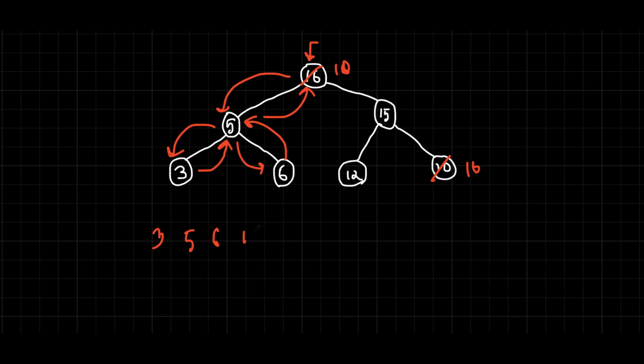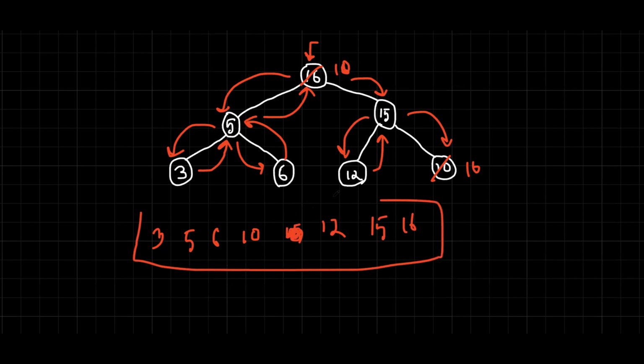Now the call will be here from 10. And from 10, it will go to 15. Sorry, not 15 here. From 15, it will go to 12. And from 12, it will go to 15. And from 15, it will go to 16 as well. So here we have seen that all of the values are presented in sorted order if we perform the in-order traversal. So this is the first intuition.